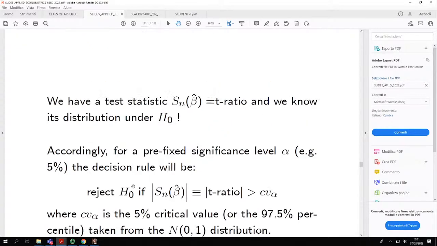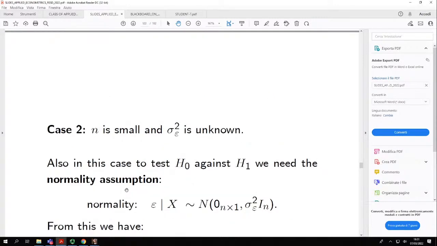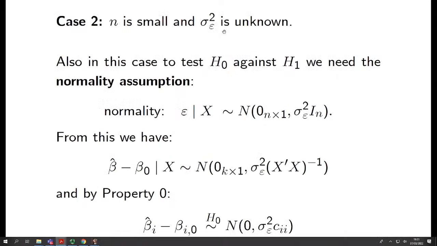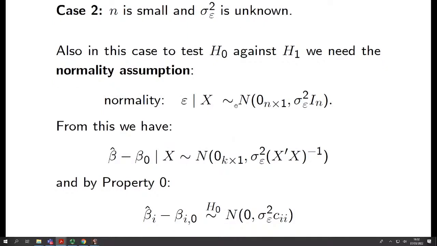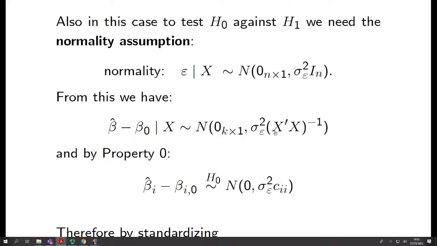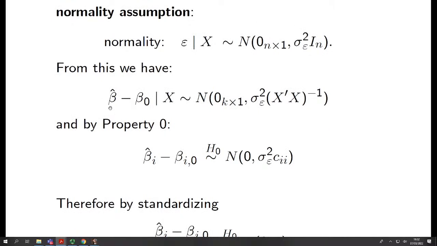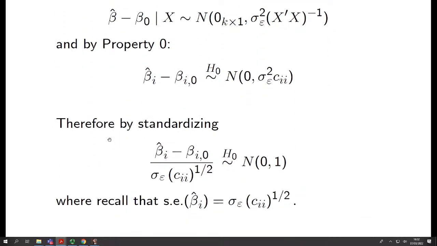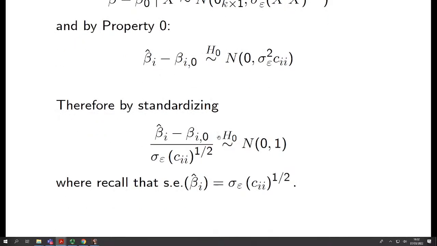So case number 2 is the one where n is small and sigma squared is unknown, so we have to estimate it from the data. Again, we need normality as an assumption because the sample is small. We know that under normality, we have this result we saw before. Also, the OLS estimator will be normal. And by property number 0, we know that any element of this vector will be normal 0 variance. Now, we know how to standardize, so if we standardize, I know that under the null hypothesis that the coefficient is equal to b1, 0, I have normal 0, 1.